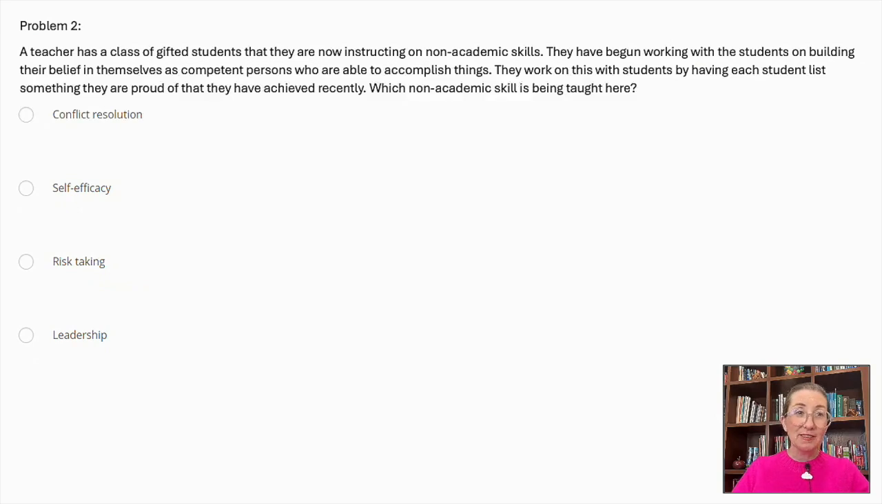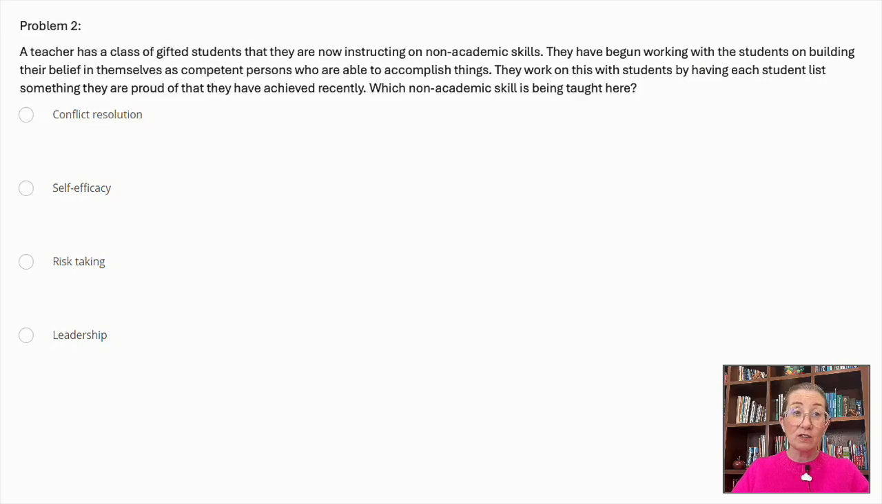Problem number 2. A teacher has a class of gifted students that they are now instructing on non-academic skills. They have begun working with the students on building their belief in themselves as competent persons who are able to accomplish things. They work on this with students by having each student list something they are proud of that they have achieved recently. Which non-academic skill is being taught here?